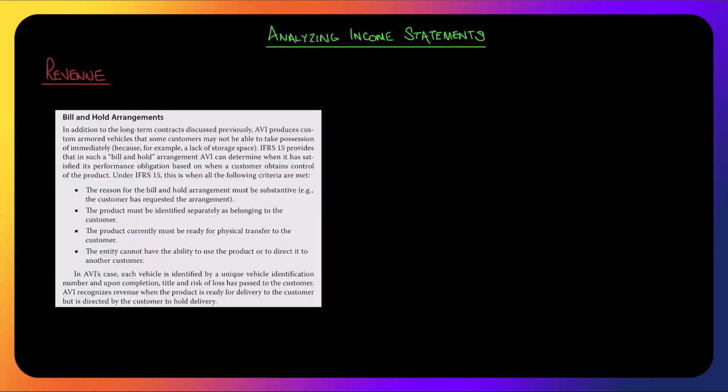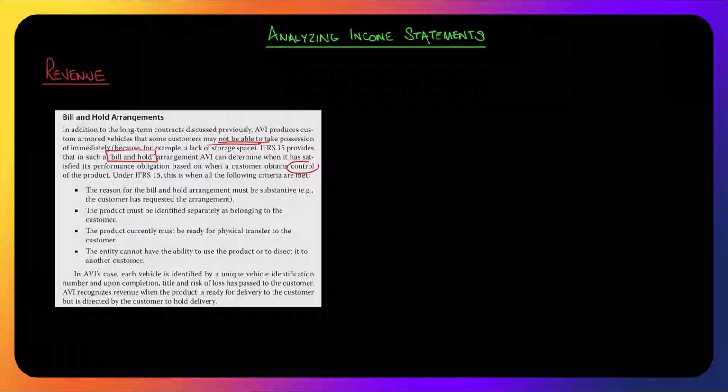IFRS 15 provides for such cases, and it gives you the term for these, bill and hold arrangements. I mentioned this earlier when we said, look, I'll get a little bit dubious about whether I can recognize revenue if the customer hasn't taken physical possession. Well, here they haven't. They're not able to. This is a specific example called bill and hold. So AVI can determine when it satisfied its performance obligation based on when a customer obtains control of the product. That was another criterion we mentioned.